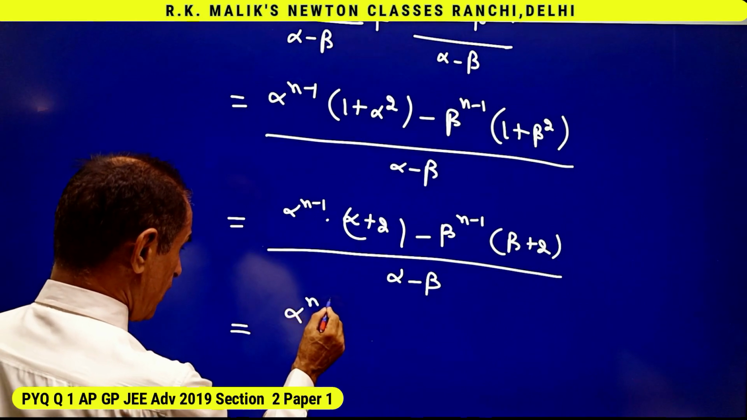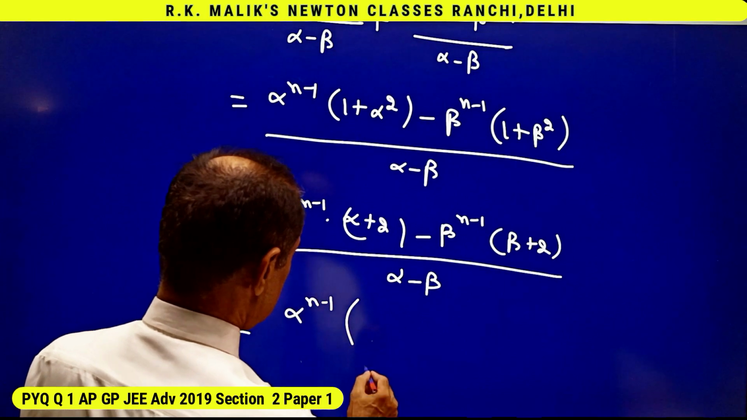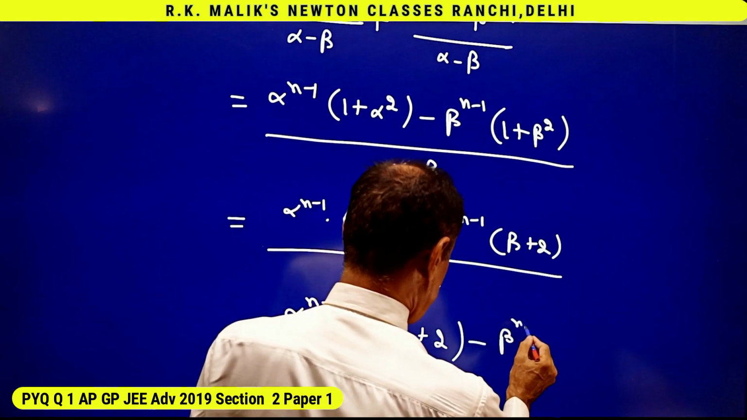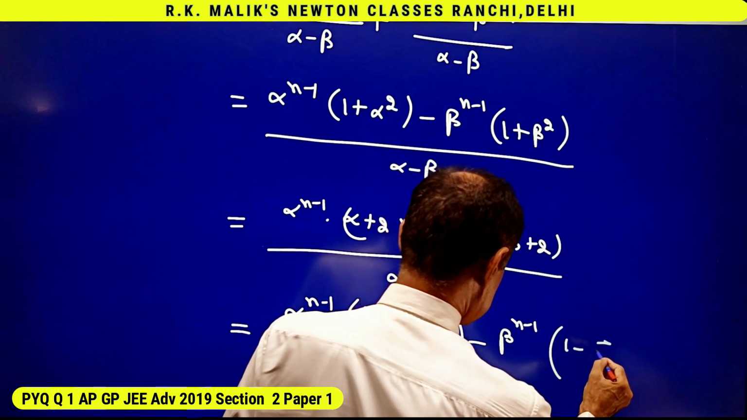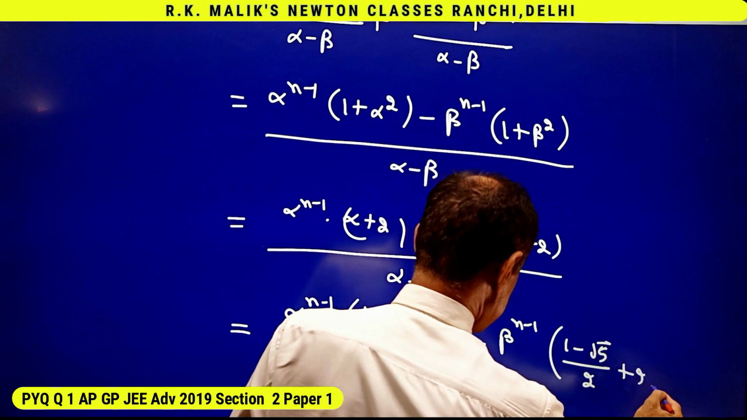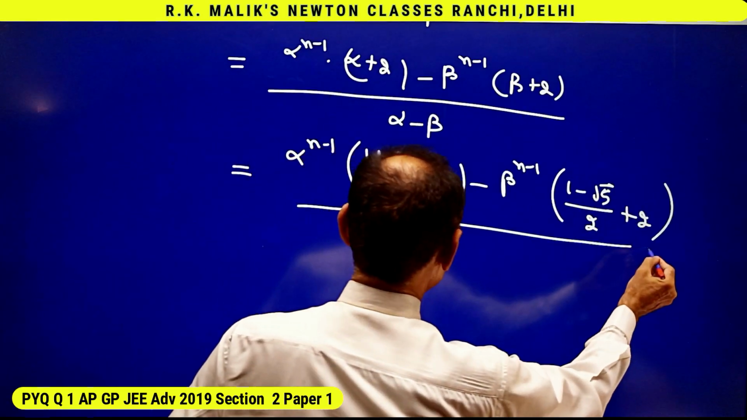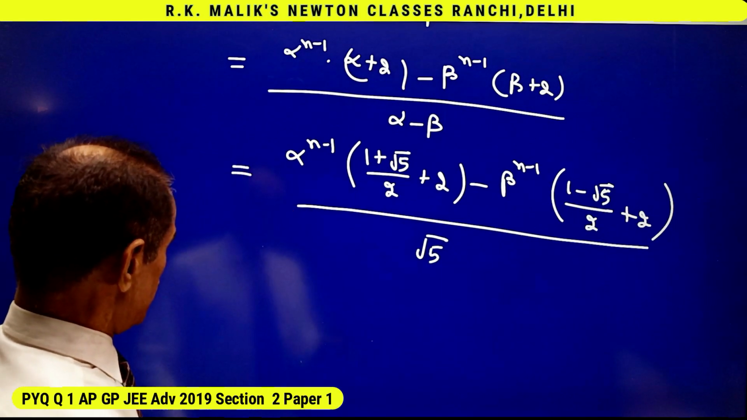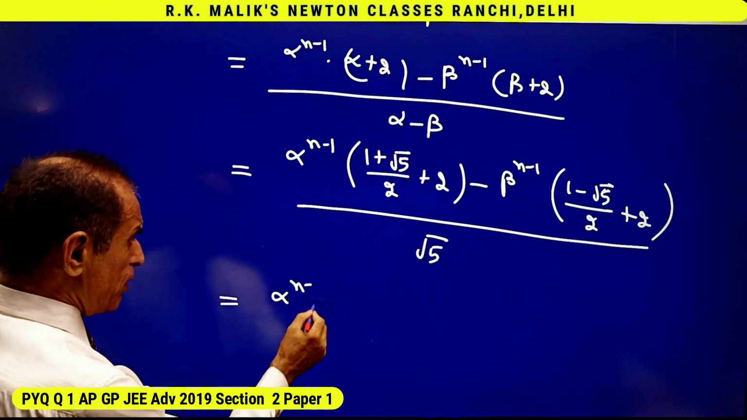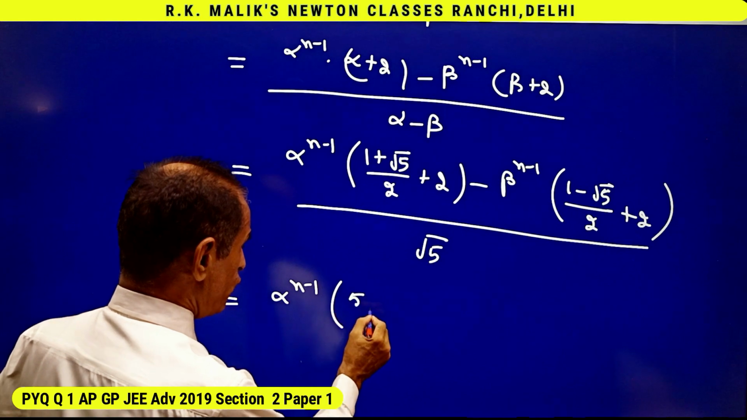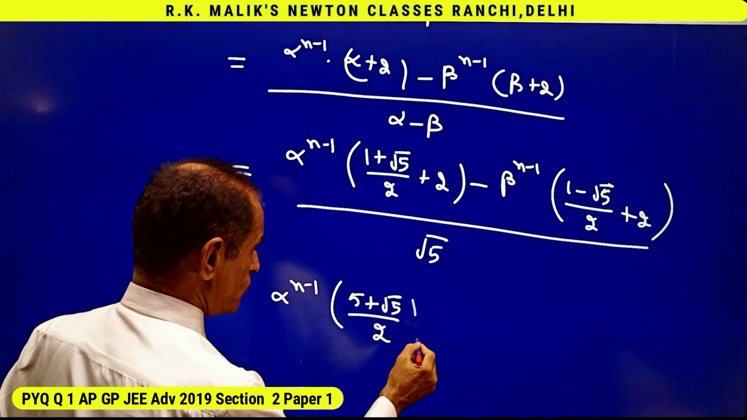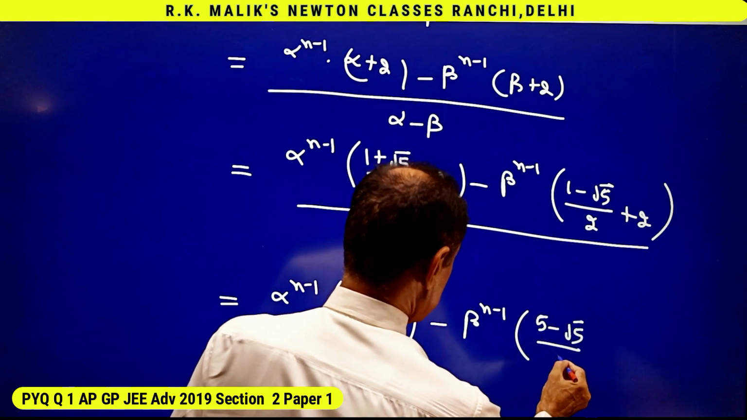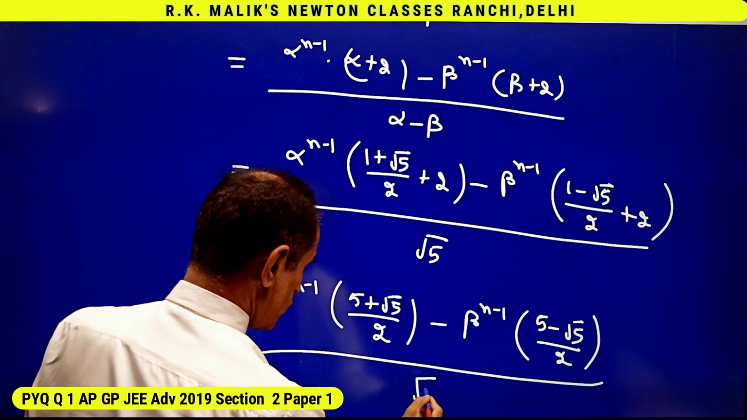Hence I will get [alpha to the power n minus 1 into (1 + √5)/2 + 2 − beta to the power n minus 1 into (1 − √5)/2 + 2] upon alpha minus beta, which is clearly √5, and this is equal to [alpha to the power n minus 1 into (5 + √5)/2 − beta to the power n minus 1 into (5 − √5)/2] whole upon √5.